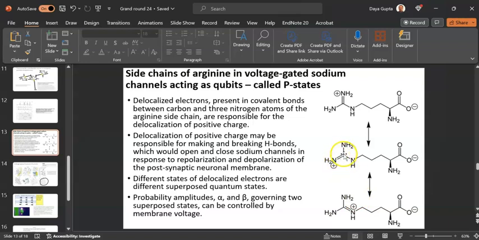And these superposed states will be associated with the probability amplitude that would in turn be associated with the voltage. Thus, the voltage might control the probability. If there is more negative voltage, it may increase alpha or beta. If there is more positive voltage, it may increase beta or alpha. Both are possible. I don't know that yet. But by controlling these probability amplitudes, the change in the voltage will in turn affect the probability of these superposed states, thus controlling the turning on and off of the sodium channel.